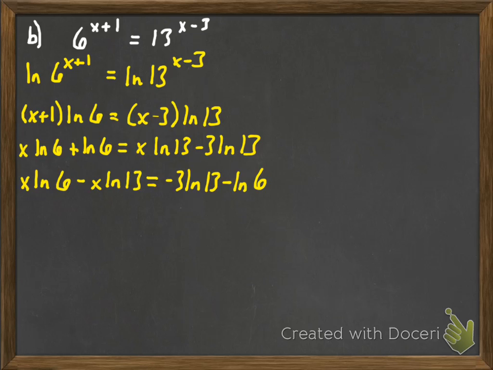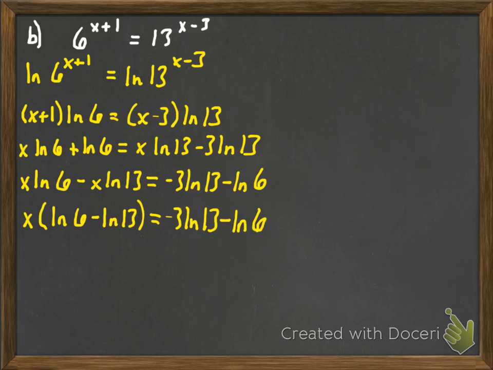Alright, two more steps here and we've got this. We're going to try to make it so that we've only got one x here, and the way we're going to do that is simply this. If both of the terms on this side of the equation have an x, we can factor out that x. Make this x times ln 6 minus the natural log of 13 equals what was on the right side of the equation. And then we'll go ahead and use division, and we've got our answer.